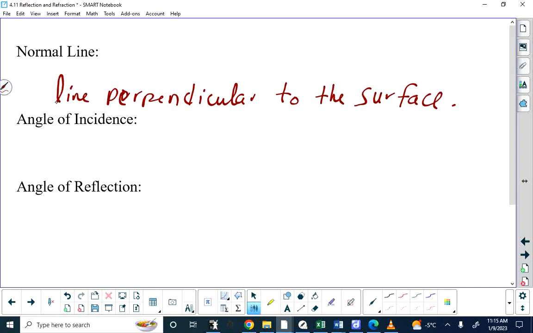Angle of incidence is an angle between two things.